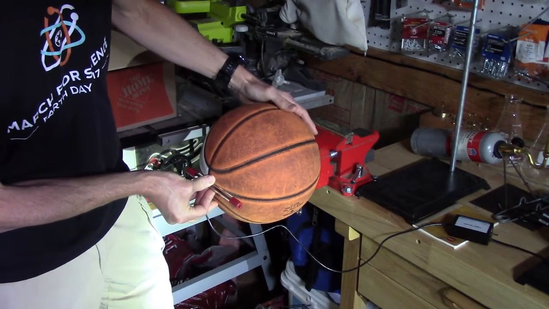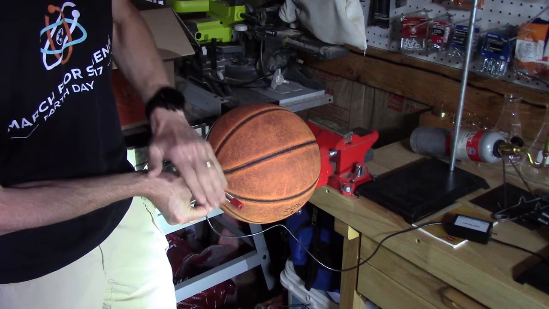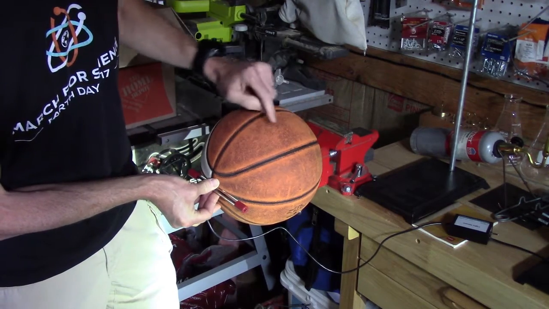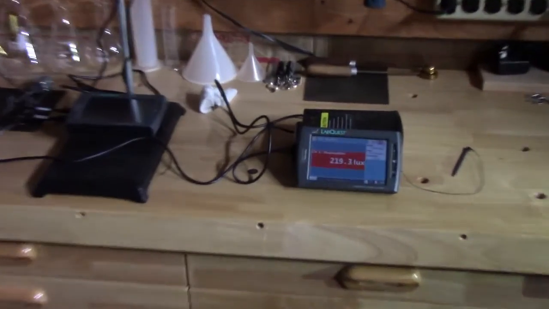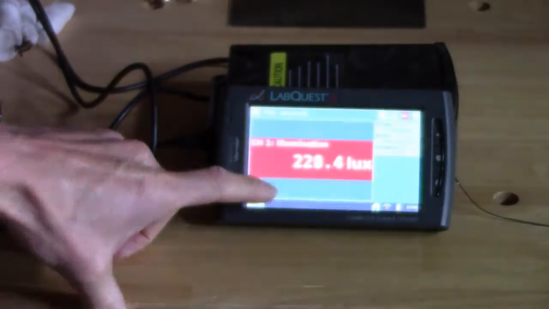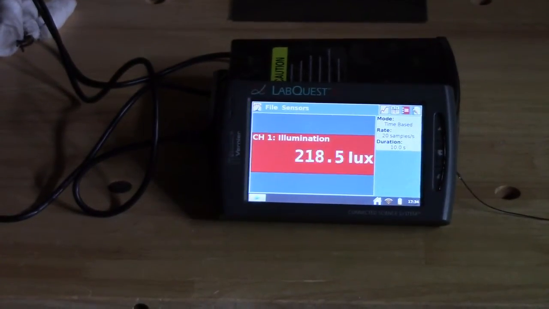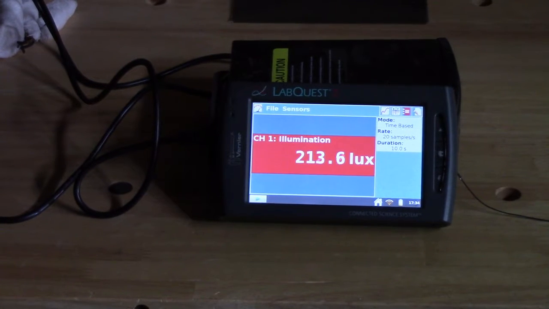So I'm pointing that light sensor directly at the sun as if we were standing on the equator. And if we look at the light intensity on our instrument there, we see that it's about 210 lux. That's just a unit of light intensity.